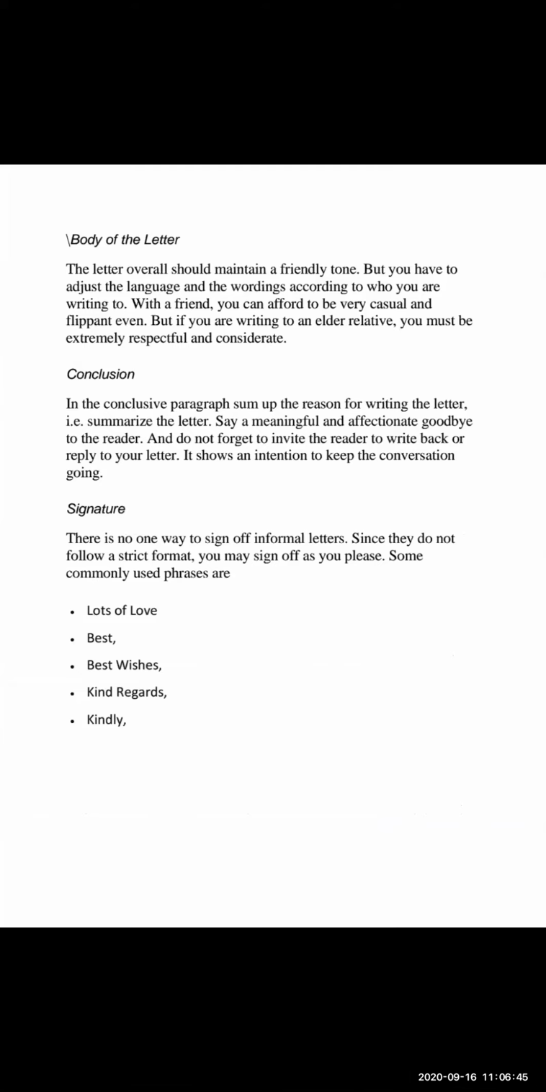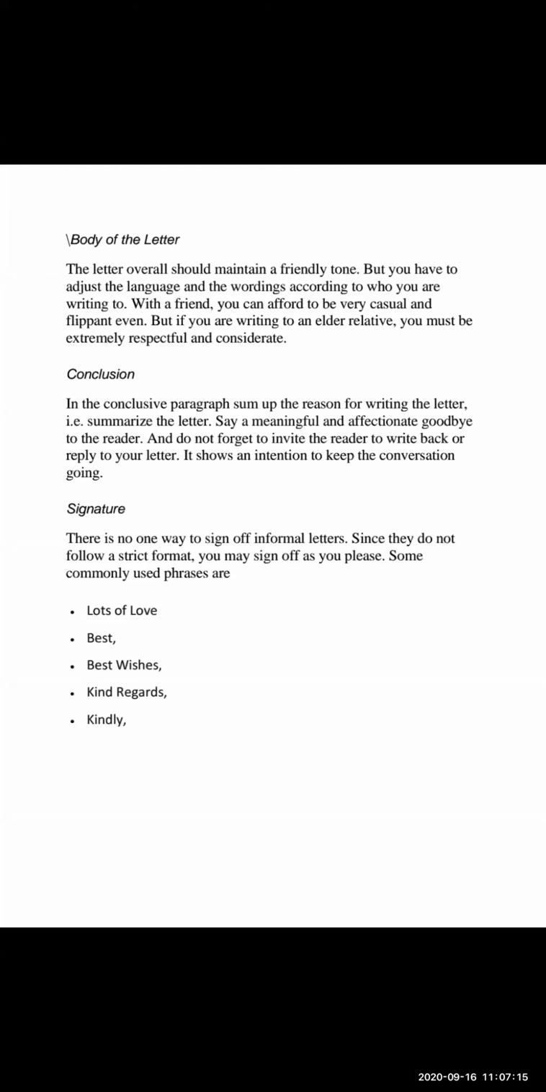One way to determine the tonality of your letter is to remember how you talk to the person in conversation, and then apply the same syntax and sentiments to your letter. The letter overall should maintain a friendly tone, but you have to adjust the language and the wording according to who you are writing to. With a friend you can afford to be very casual and flippant even.